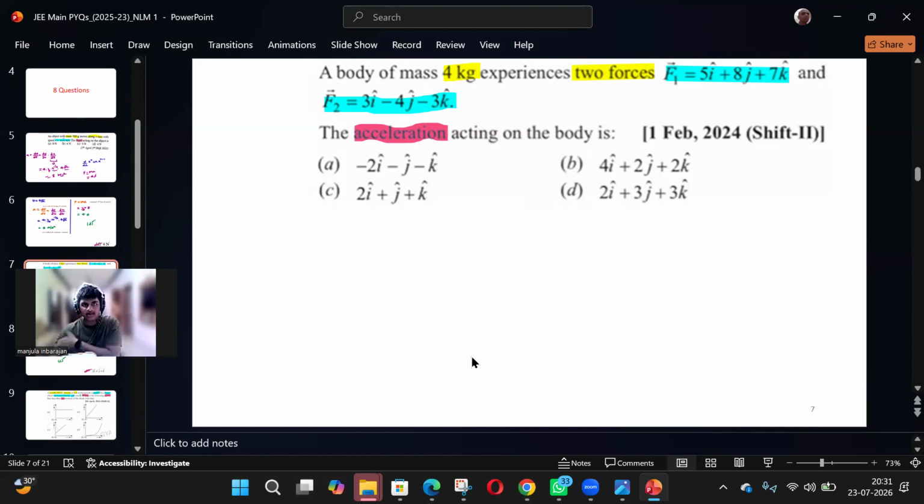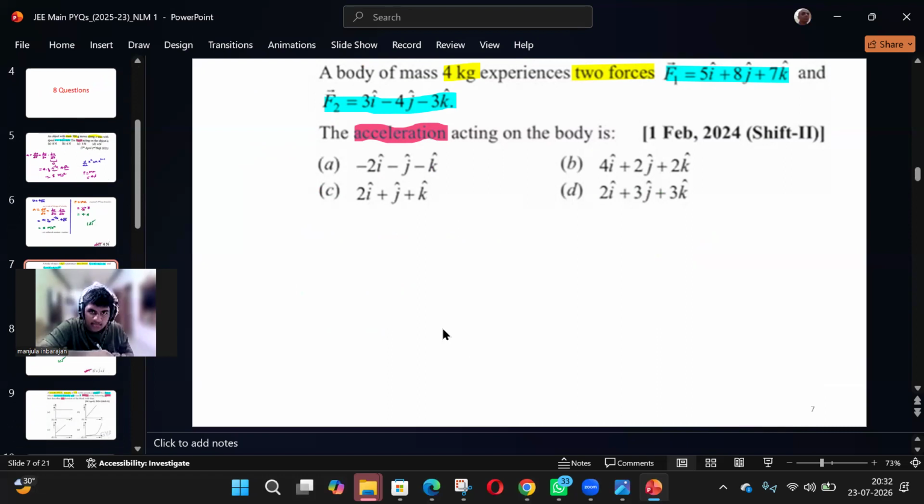We have to find F1 and F2, delta F, and then using that we have to find the acceleration, because the mass is given. The body will respond to the net force, right? What is the net force?